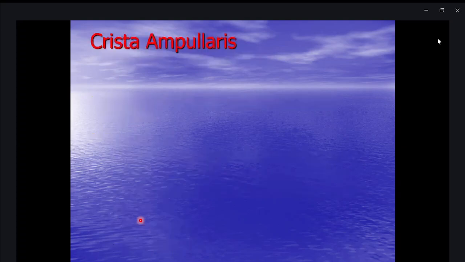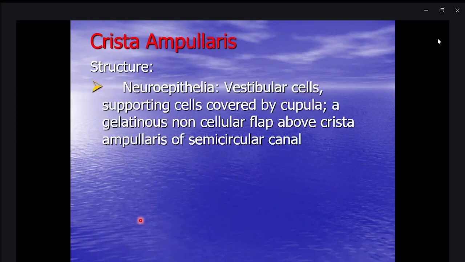For the crista ampullaris, the word crista means a crest, a raised area within the semicircular canals. The membranous part of the semicircular canals has a raised area. It's made up of neuroepithelia, which contain vestibular cells. The vestibular cells contain cilia and kinocilia. They also contain supportive cells, just like all neural tissue contains supportive cells such as glial cells.